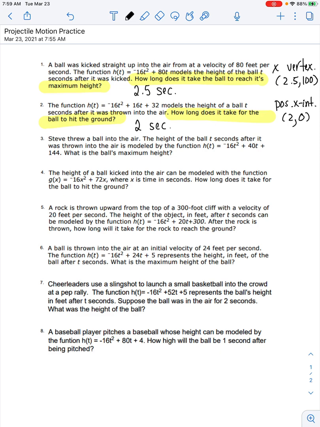Okay, number 3, let's read to find the question. Steve threw a ball in the air. The height of the ball after 2 seconds is modeled by this function. What is the ball's maximum height? So when you think about maximum height, that is the y value of the vertex. And remember, I'm getting this information from the graphic organizer we created in our last lesson. So the y of the vertex.